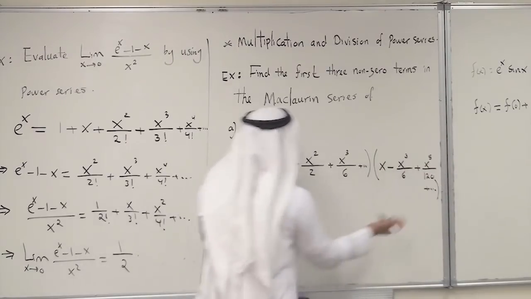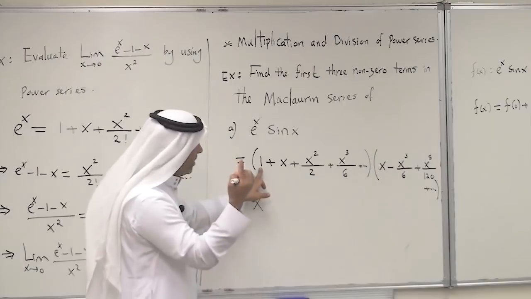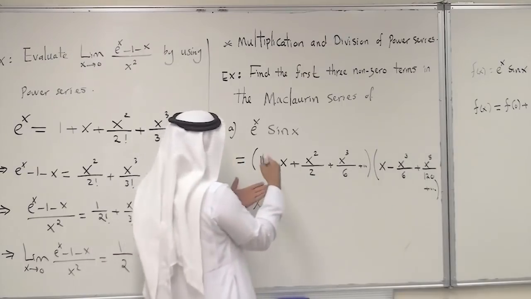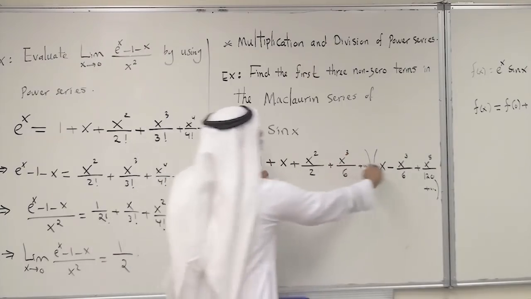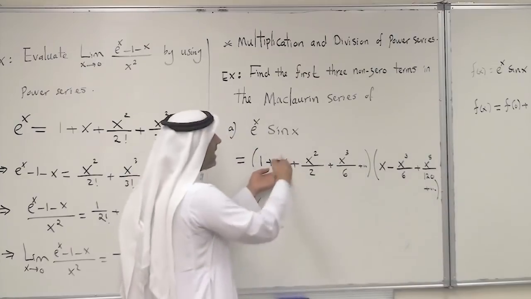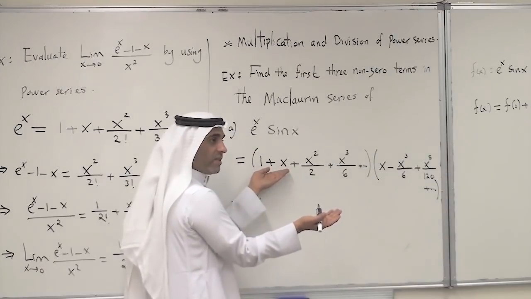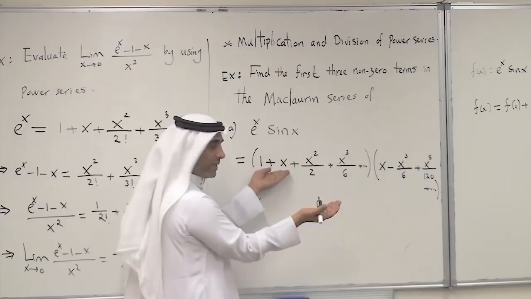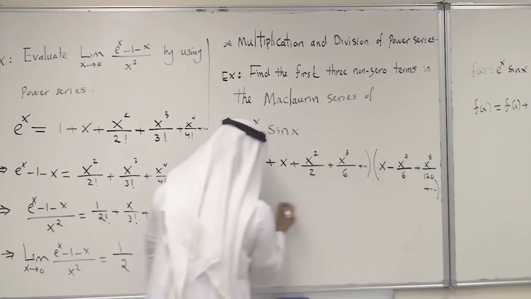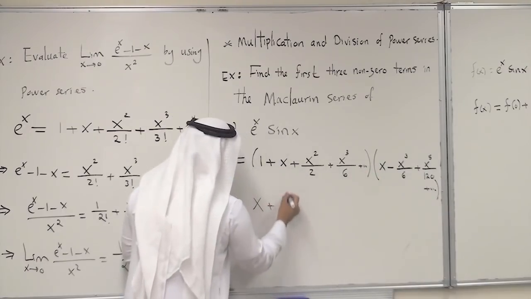1 times any other term here will not give me x squared. The only thing that will give me x squared is either x constant by x squared. We don't have x squared here. X by x, that will give me x squared, or x squared by constant. Okay, x by x will give me x squared, so that is plus x squared.